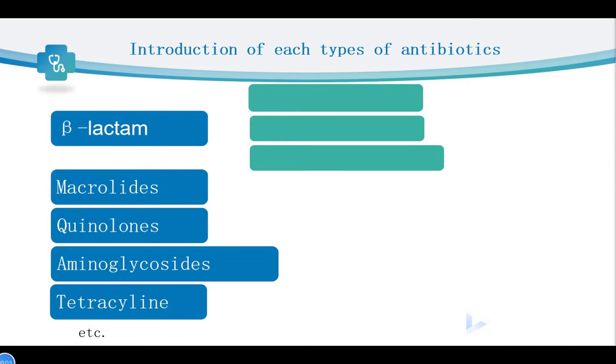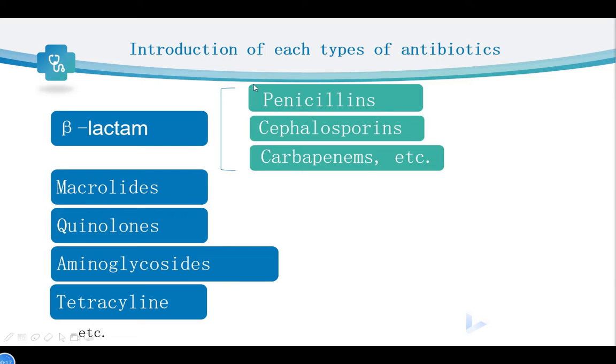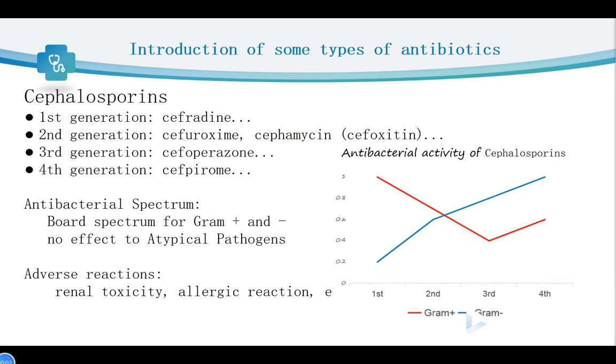Here is the introduction of each type of antibiotics. The most popular one is the beta-lactam, including several subtypes of drugs: penicillins, cephalosporins, carbapenems, and so on. Other types of antibiotics include macrolides, quinolones, and so on. Let's look at some important types of antibiotics.